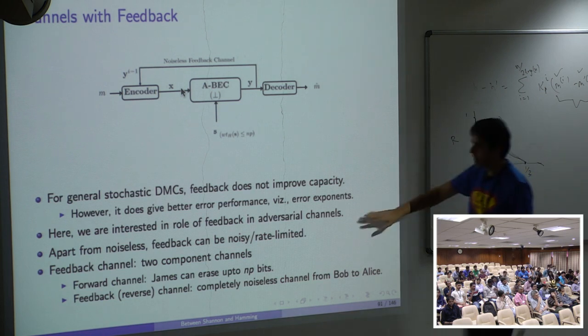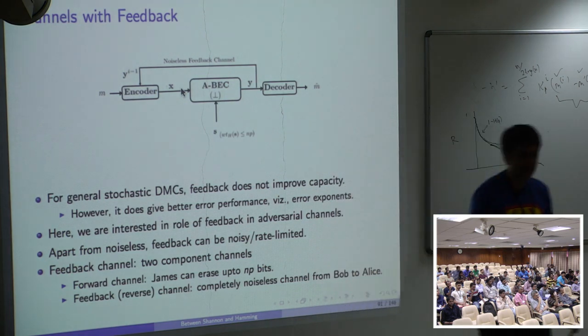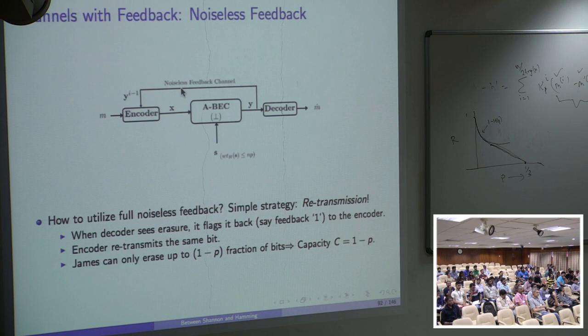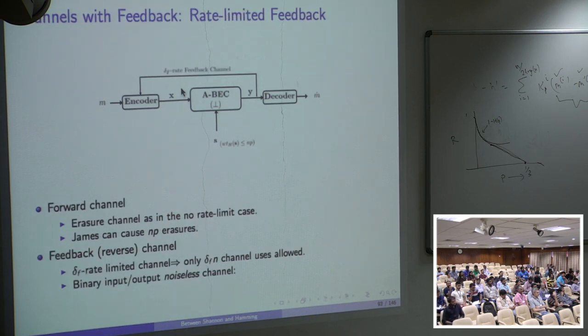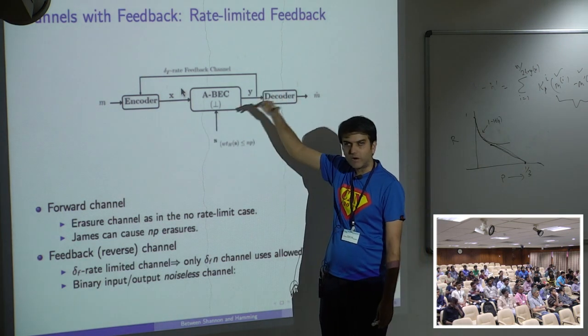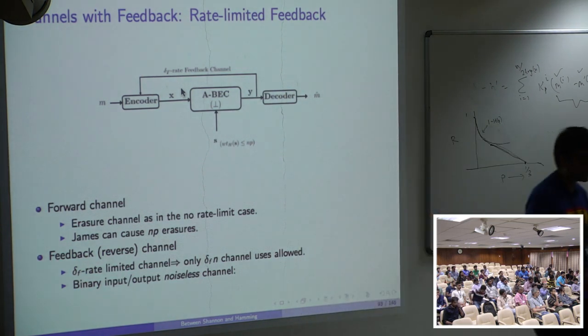Okay, so coming back, if the adversary can erase up to np bits, but there is completely noiseless feedback, then it's quite straightforward. Alice can just repeat every bit that was erased, and therefore you get (1 minus p) times n, right? So this is just retransmission. So what if we restrict the problem somewhat more? What if the reverse channel is rate limited, which is to say something like for every 100 bits forward, you can transmit 1 bit back. For every 1,000 bits forward, you can transmit 1 bit back, and so on.